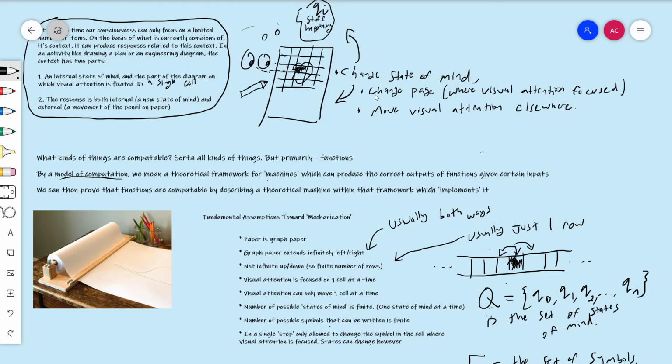And I'm allowed to change the symbol that I'm looking at into any other symbol, including the symbol I had before. That would be basically doing nothing. Or I could erase it. We're going to have a symbol for a blank. But I can only change that one cell, and then my visual attention is going to refocus elsewhere, but it can only refocus to an adjacent cell. So through all of that, we've made a large step towards mathematizing this model for human thought and human processing, I suppose.